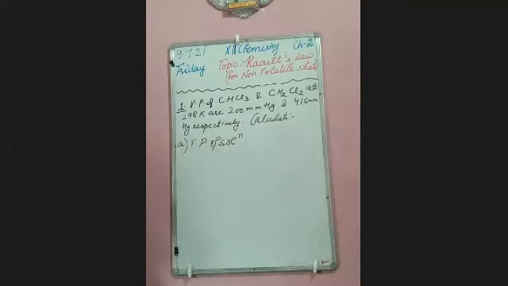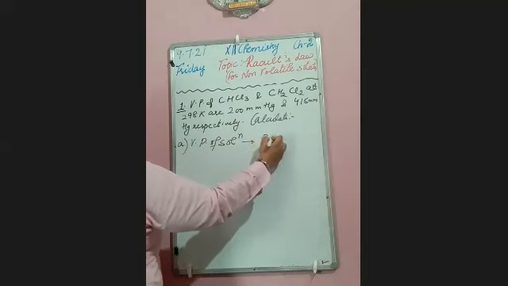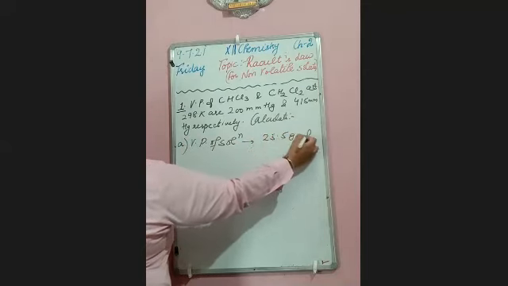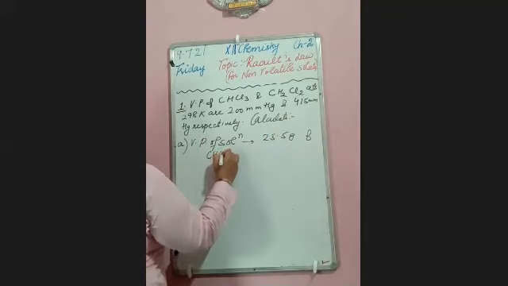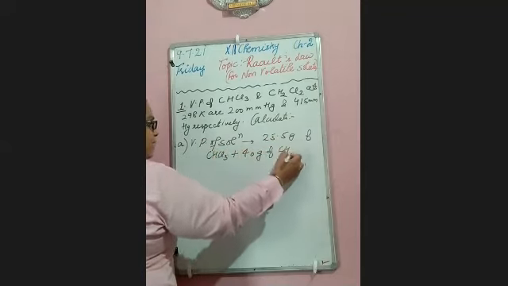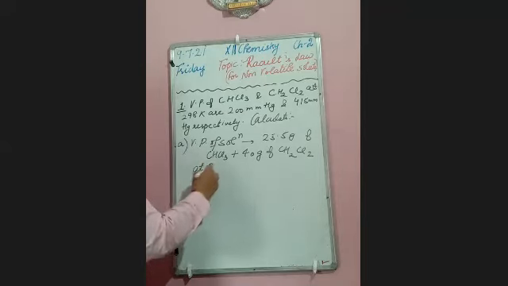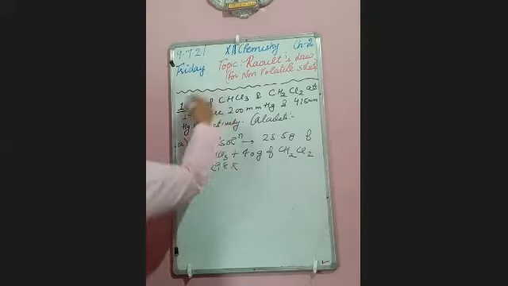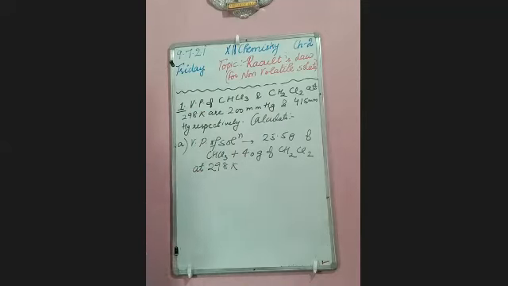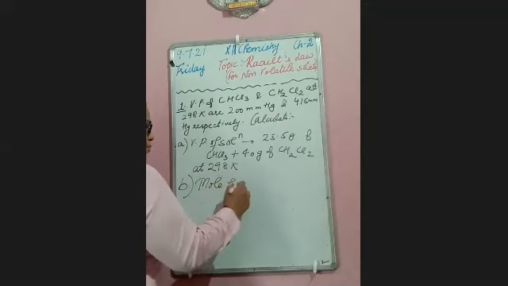Vapor pressure of the solution prepared by mixing 25.5 gram of CHCl3 plus 40 gram of dichloromethane. You have to tell what is the vapor pressure of the solution when we are mixing this at 298 Kelvin. This is given to us, this we have to calculate. And second is the mole fraction of each component.